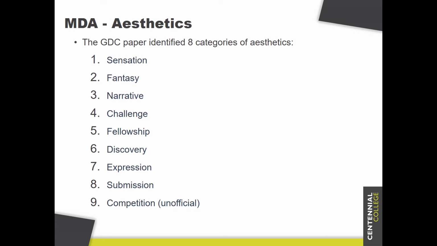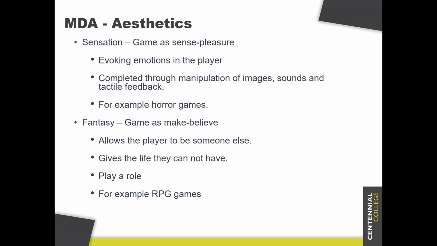In the GDC paper, Mechanics, Dynamics, and Aesthetics, they identified 8 categories of aesthetics, and there are sensation, fantasy, narrative, challenge, fellowship, discovery, expression, submission. There was a 9th one that was kind of hinted at. It was unofficial, and that is competition. Now, sensation are basically games of sense pleasure. So they evoke emotions in the player of some kind. You're manipulating images or sounds, or there's some type of tactile feedback that generates it.